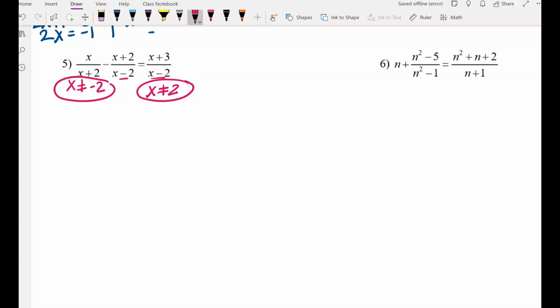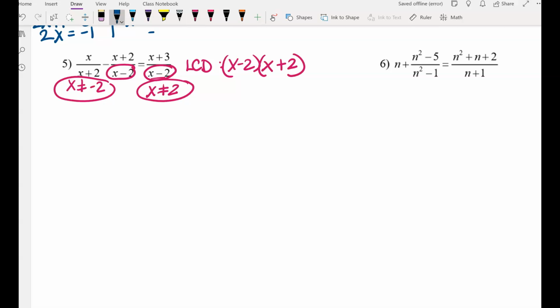So LCD, ready? Lowest common denominator. We have x minus 2 on each side, so we would only need to take one of those, and then an x plus 2 on the left side, so we would definitely need to take that.